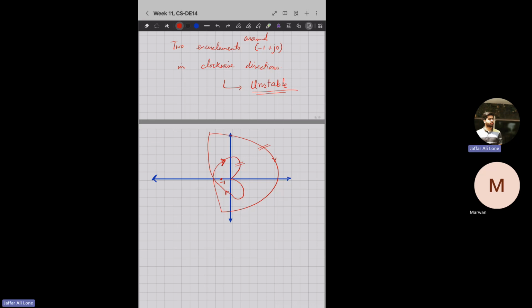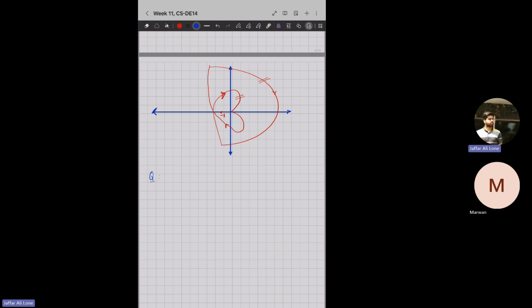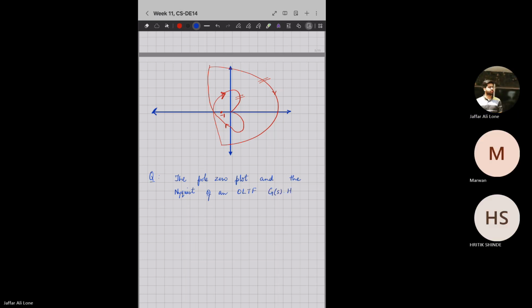Very interesting question. So now see, the question is, the pole zero plot and the Nyquist plot of an open loop transfer function G(s)H(s) is shown below.